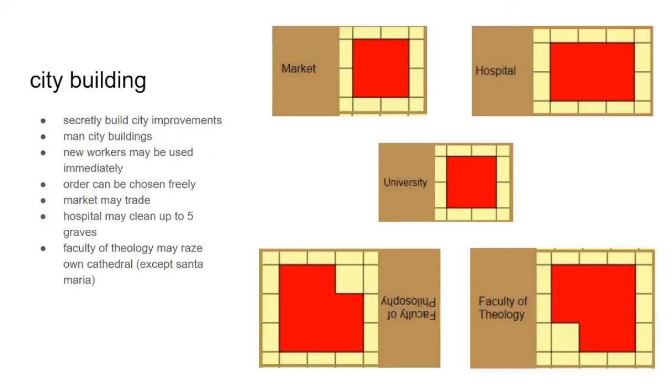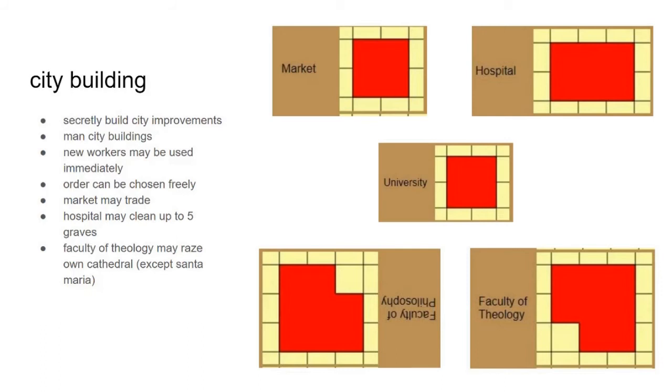Our second step is city building. So city building is done simultaneously for all the players, and it's a secret. You can't see what someone else is doing this turn. You will choose which workers will man which buildings. There will be times where you won't be able to man all of the buildings that you have, and you'll have to make a choice. What am I doing? You can build new houses, and those new workers are available immediately upon being built.